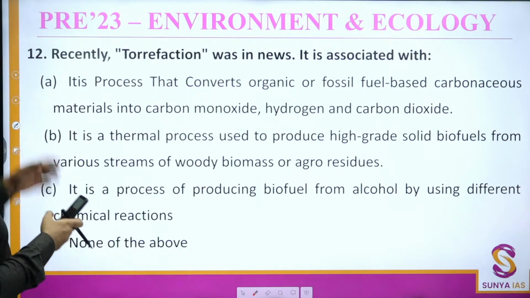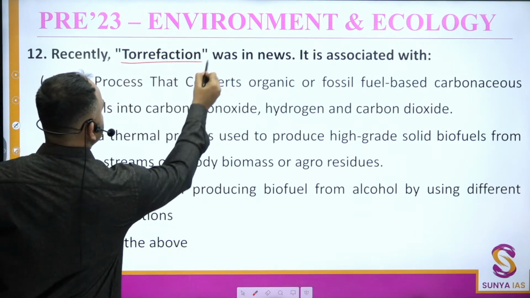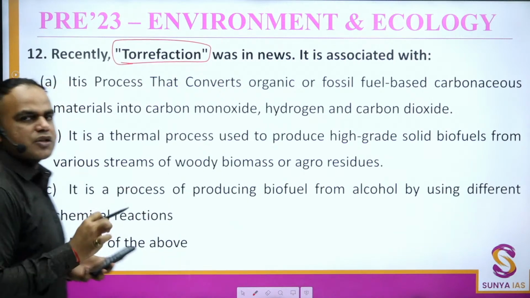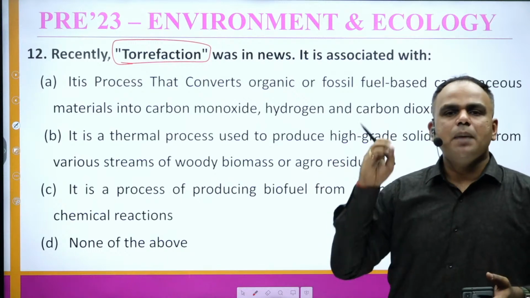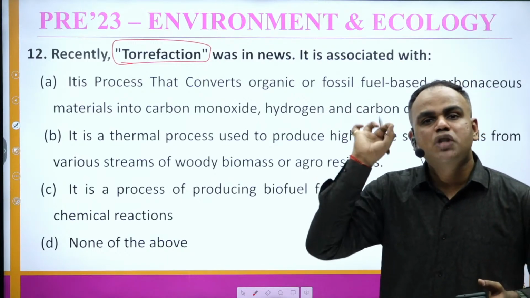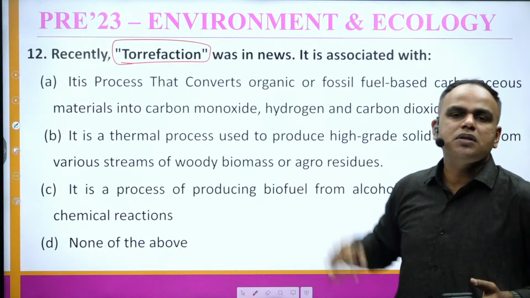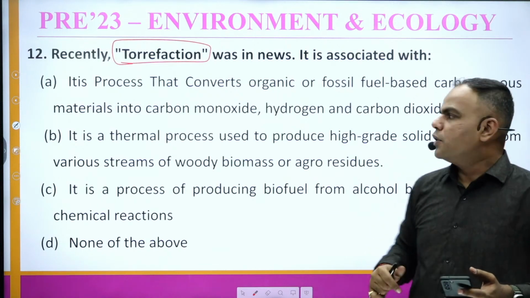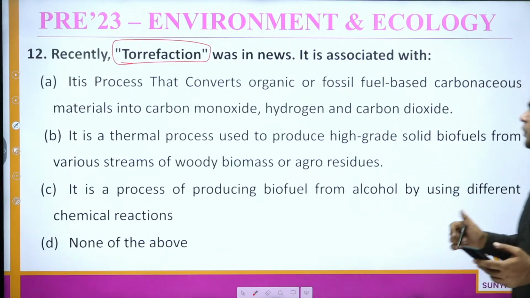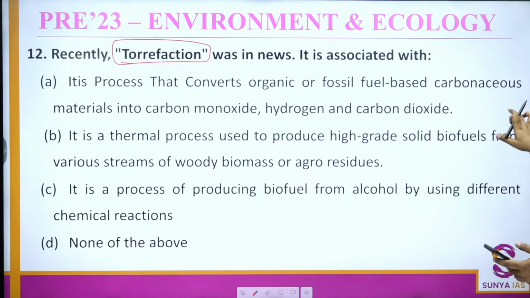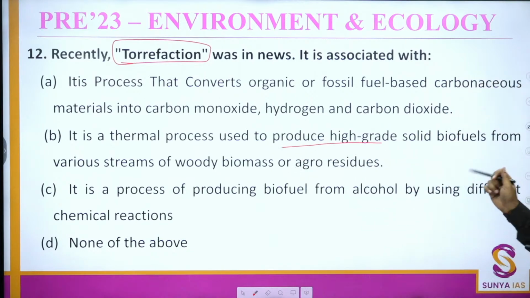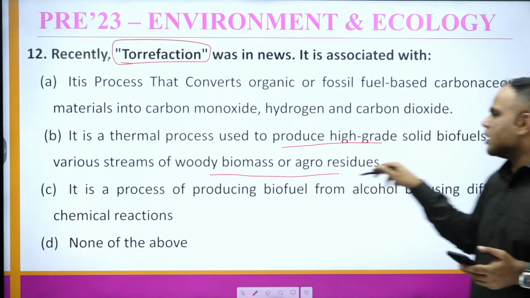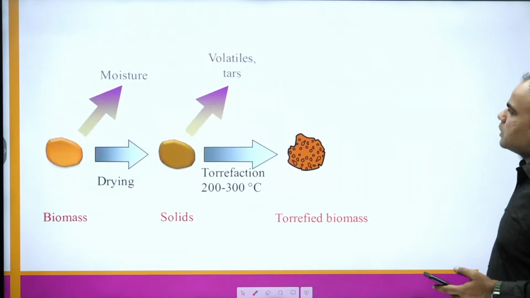All right. Now, straightforward question. If you know this term, excellent. This is torrefaction. If you have read about biomass, biofuels, or perhaps about solutions to stubble burning, you might have stumbled across this term, torrefaction. So what is torrefaction? Here it is used basically to produce high grade solid biofuels from woody biomass or agri residues. I'll just show you what the process is.